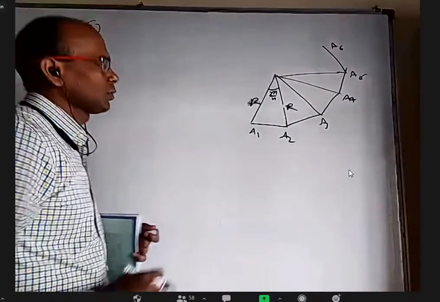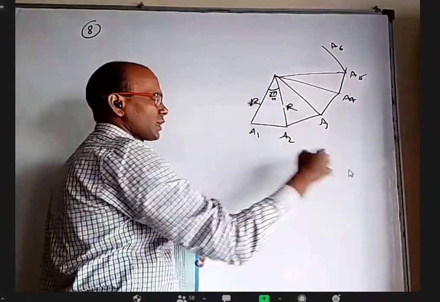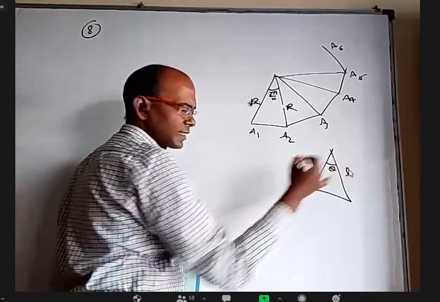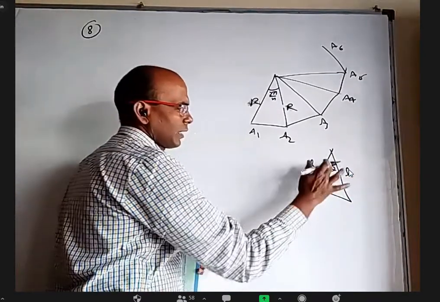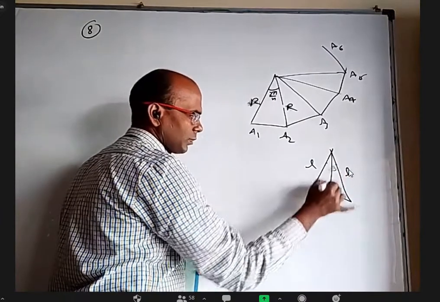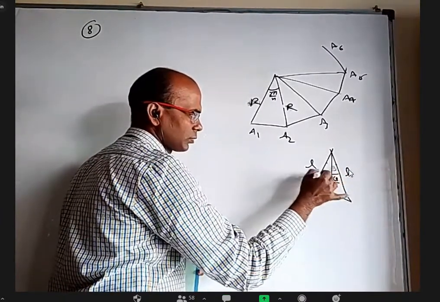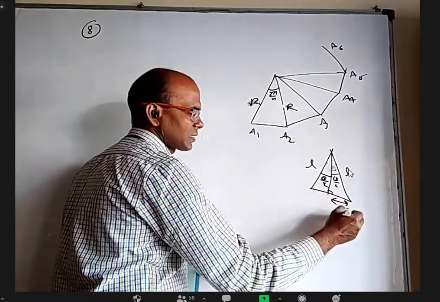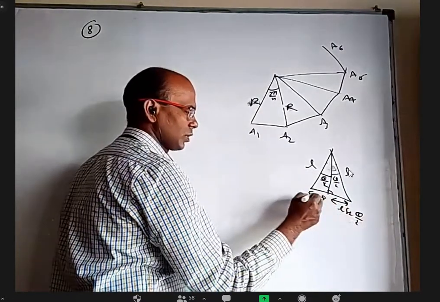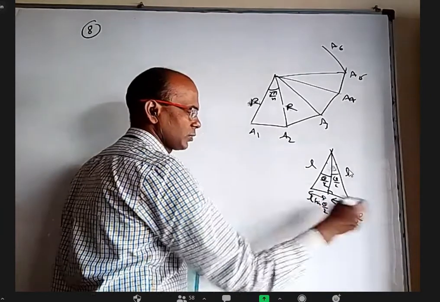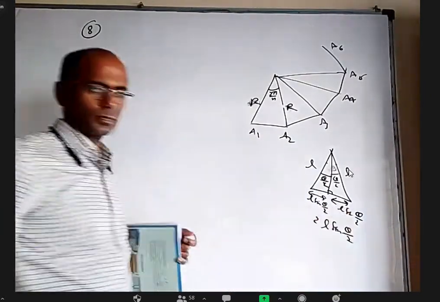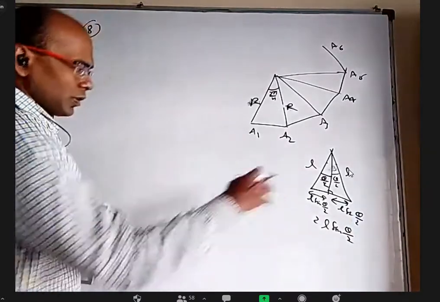Now, this is an isosceles triangle. In any isosceles triangle, if this side is L and this angle is theta, you draw the middle line, and this is theta by 2, this is theta by 2. This will be L sine theta by 2, this is also L sine theta by 2. This total length will be 2L sine theta by 2. We are going to use this repeatedly.